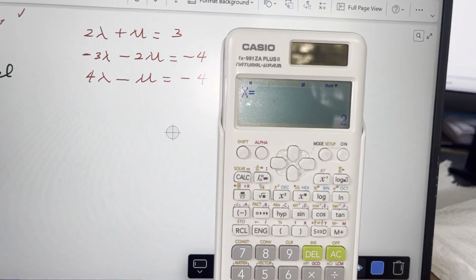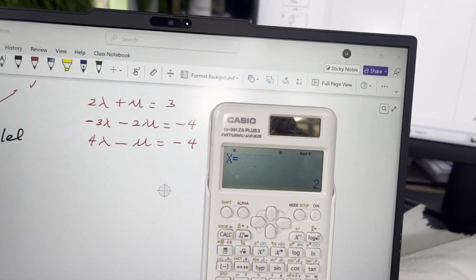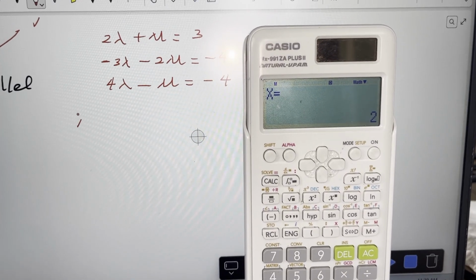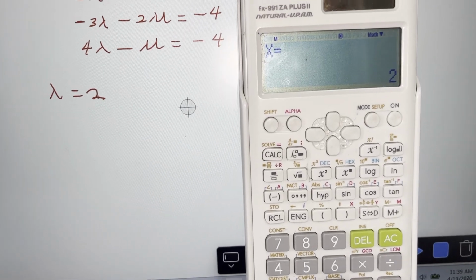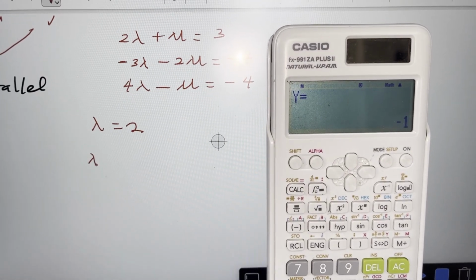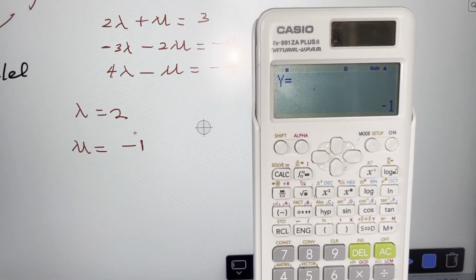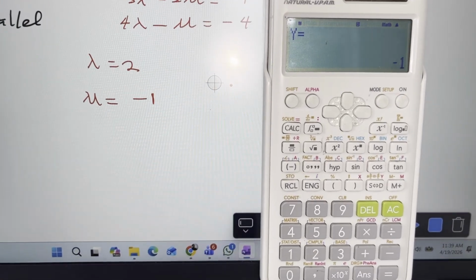So when you press equal to, then you see the first value is 2. So that implies that lambda is equal to 2. Then when you press equal to again to get the second value, y, that implies that mu is equal to minus 1. So this is how to use a calculator to calculate simultaneous equations. I hope you understand this.